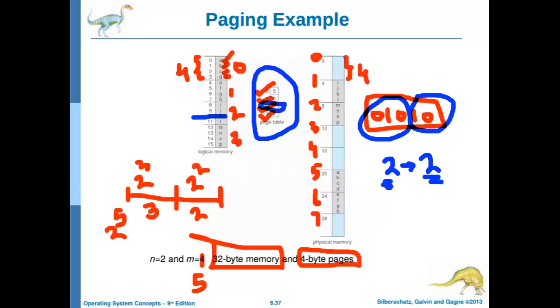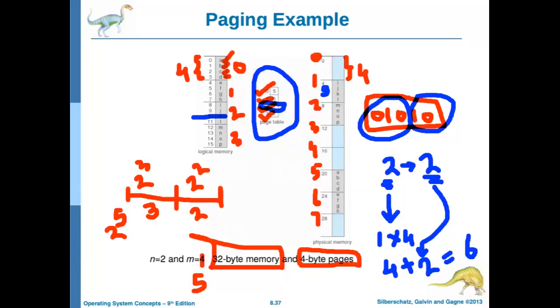So from this I am getting frame number 1, multiply by the size of page, that gives me 4, plus this we need to add, that is the offset. So 4 plus 2 gives me 6. Now you can check it here. At address 4 I is there, at address 5 J is there, and at address 6 K is there.